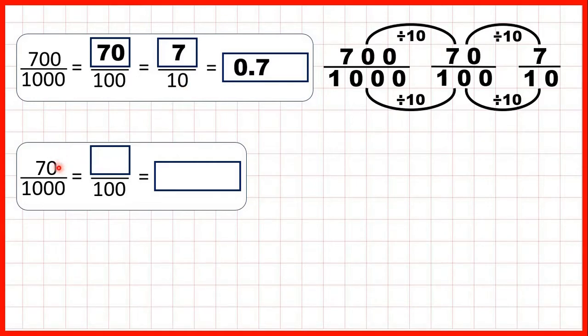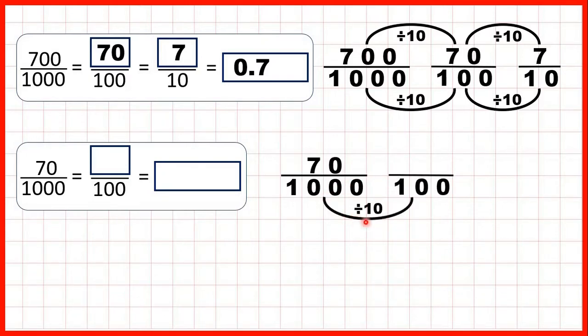Now we have 70 thousandths. We need to find how many hundredths is that. Well, to get equivalent fractions, we can use division. So 1000 divided by 10 is 100, and 70 divided by 10 is 7. So 70 thousandths is equivalent to 7 hundredths.